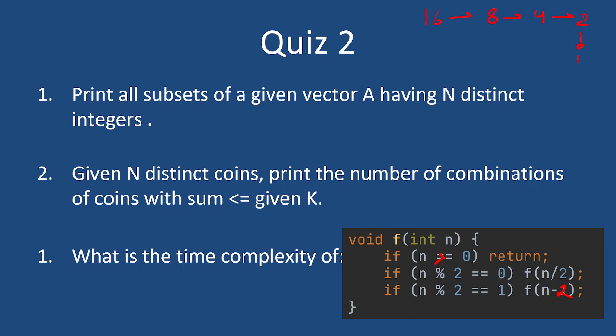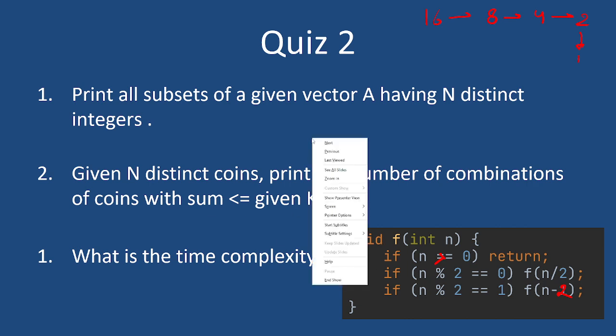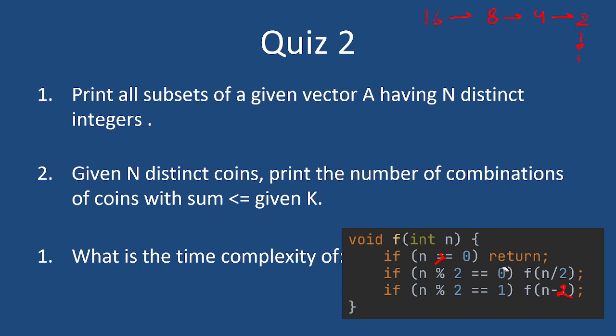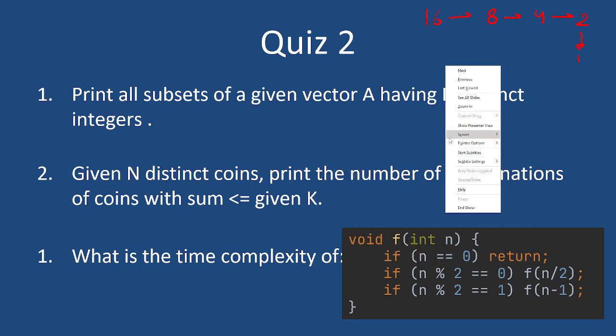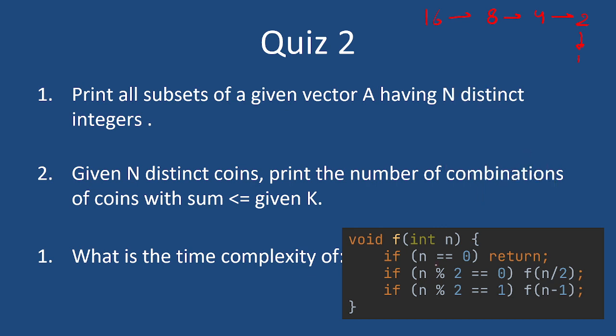We'll make a small modification again. Three times n minus 1. Now the question is, is it progressing towards the base case? Well, it may or it may not. In some cases it may, that is when n is even, it will, and if n is not even, it won't.